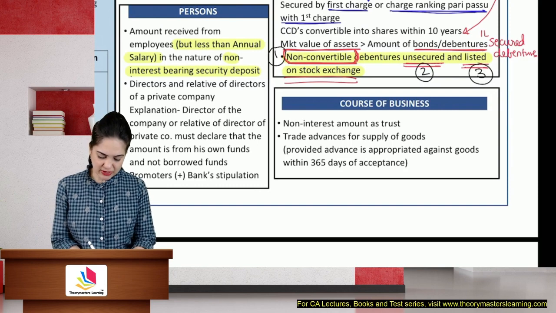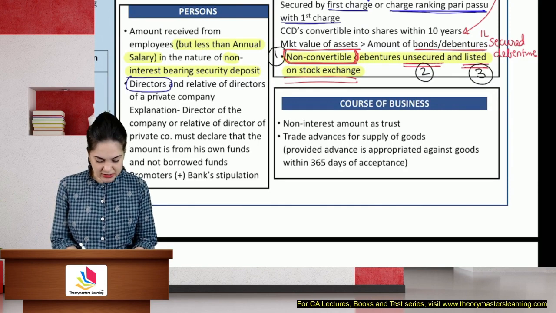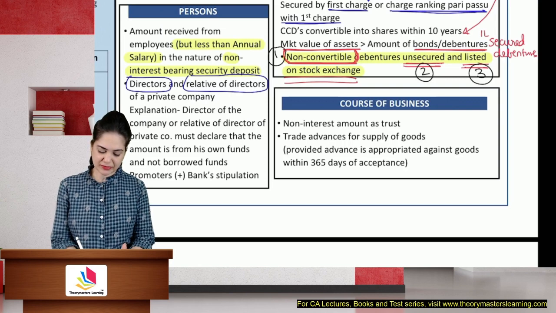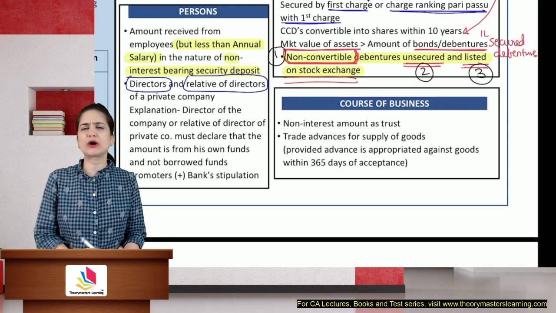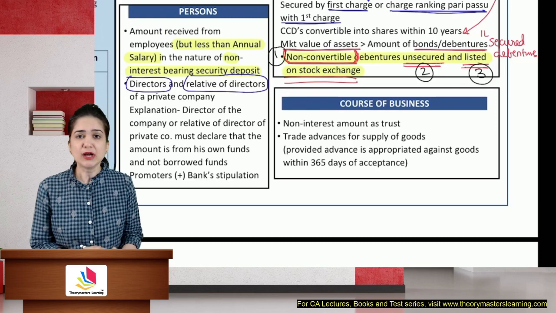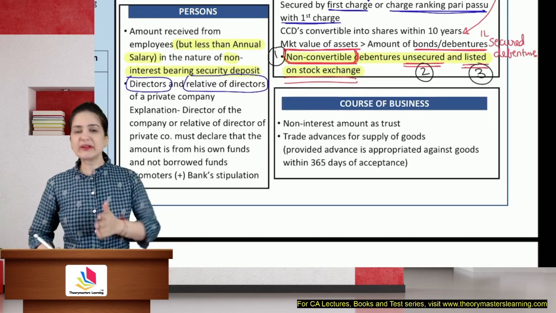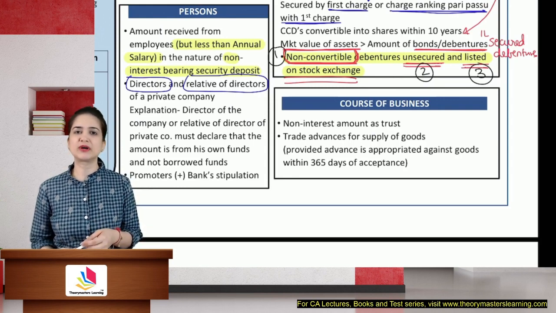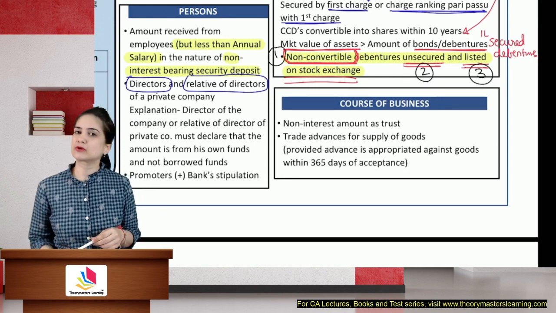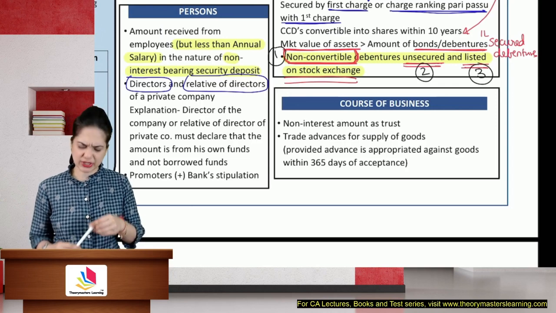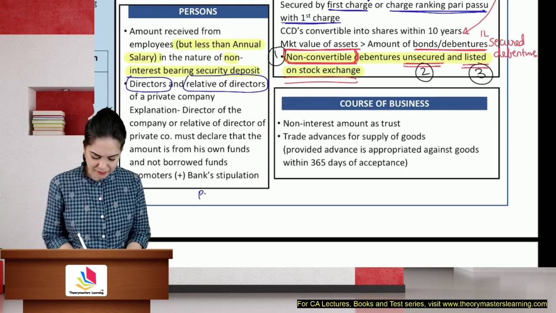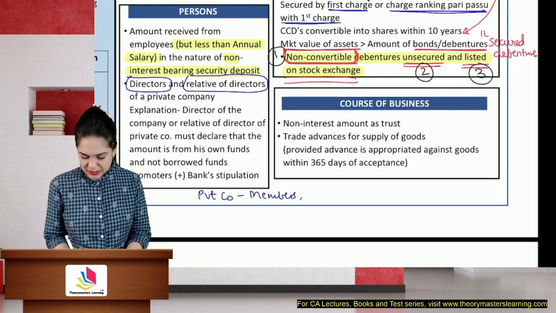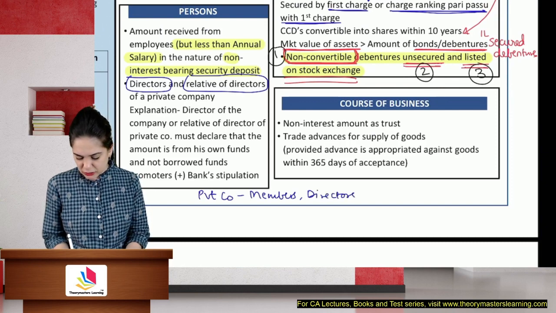Any amount received from the directors and relative of directors of a private company, that will not be considered as deposit. See, you're not allowing the companies to accept deposit from the public. So from where will they raise money? Private company can either raise money from the members, or private company can also raise money from the directors, but a private company can also raise money from the relative of directors. So they have many options. In case of a private company, you can raise money from the members, you can raise money from the directors, and you can also raise money from the relative of directors.